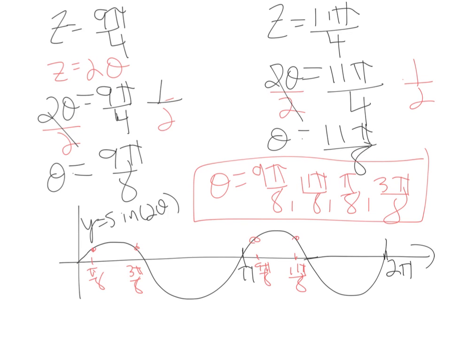Okay, so now we're going to do another, even trickier problem where the b is 3. So let's say we've got cosine of 3 theta equals root 3 over 2. I'm going to go back to the black writing here. So now we can maybe take a guess at what might happen here.